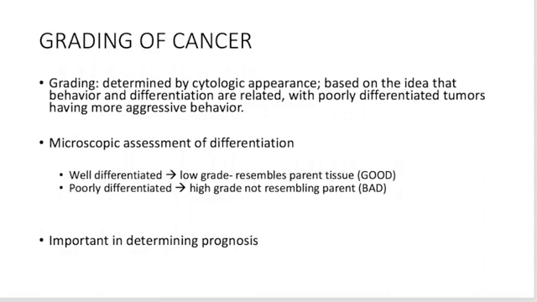After all of this, now we're going to grade and stage the cancer. Grading is determined by biopsy, so that we can take a look at the cytologic appearance. Behavior and differentiation are related. Poorly differentiated tumors have more aggressive behavior. Well differentiated, we consider them low-grade tumors, resembles the parent tissue, good stuff. Poorly differentiated, high-grade, aggressive, does not resemble the parent tissue, and that's usually a bad sign. It's very important in determining prognosis.